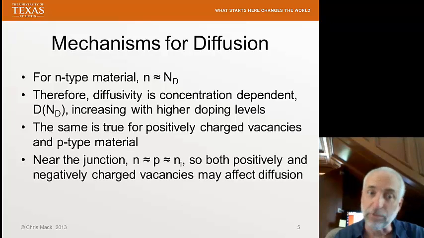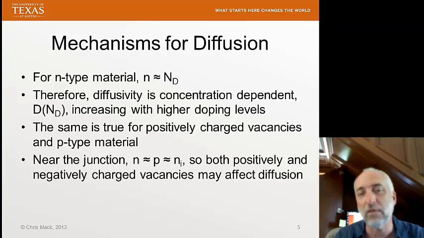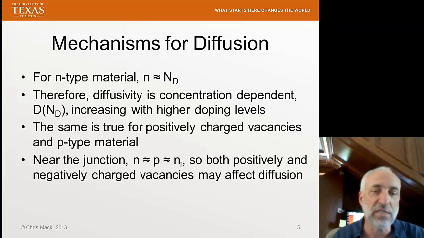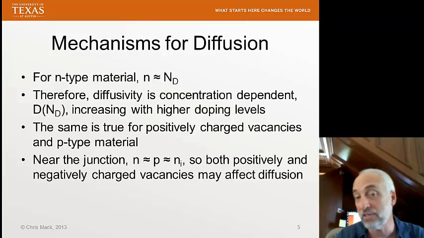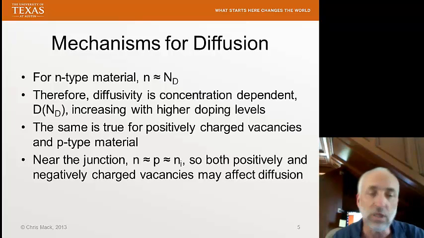Now, the exception to that is when you're near the junction. When you're near the junction, N and P are about equal to Ni, and you could have both positively and negatively charged vacancies hanging around, and they both can affect diffusivity. And then, in that case, we take everything into account.